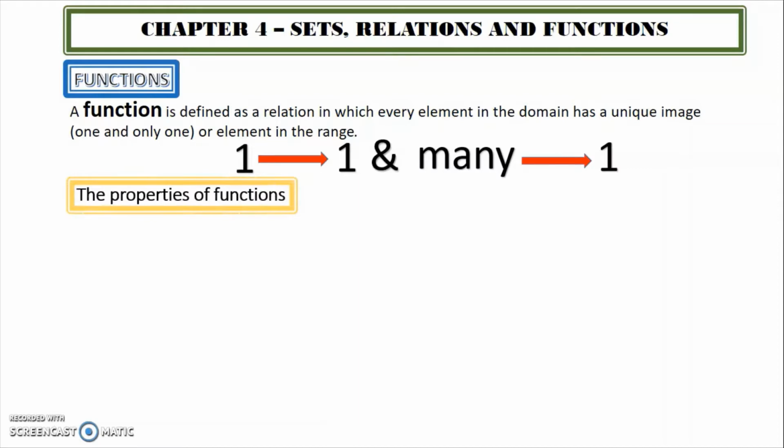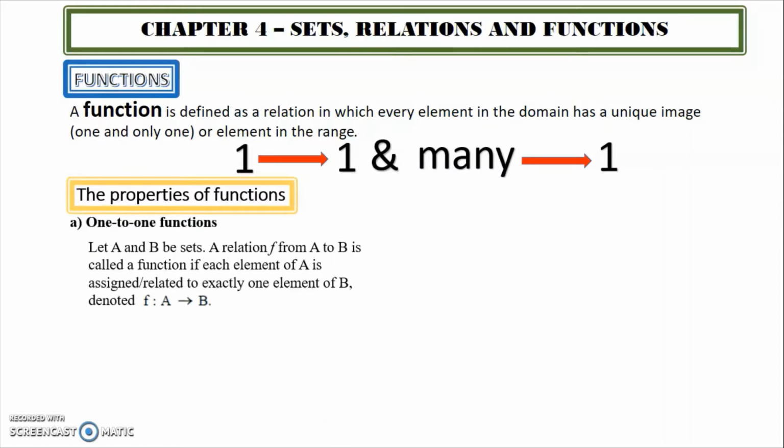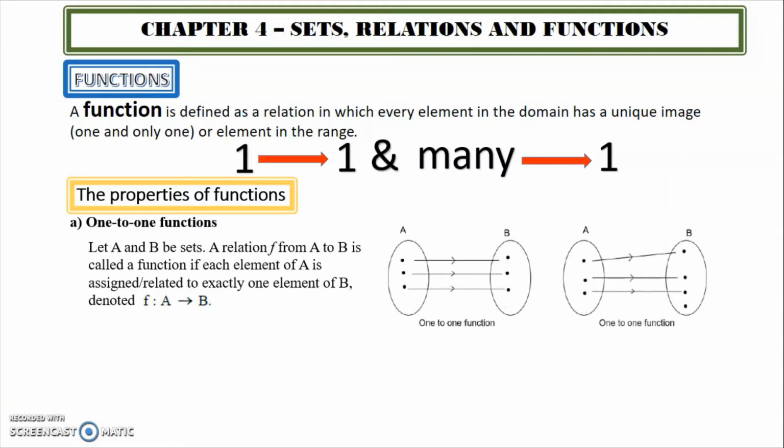So what are the properties of function? There are 4 properties of function. The first one is one-to-one function. Let A and B be sets. A relation f from A to B is called a function if each element of A is assigned or related to exactly one element of B, denoted by f: A to B. So this is an example of one-to-one function. A is the domain and B is the image.